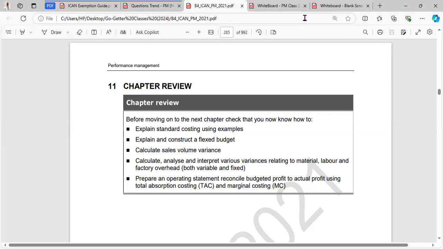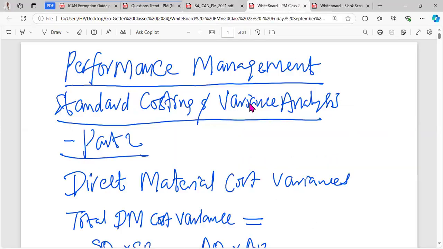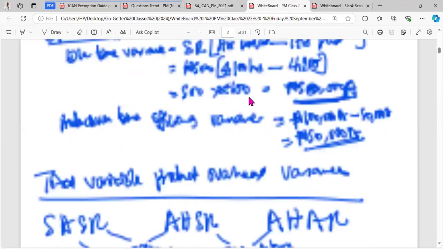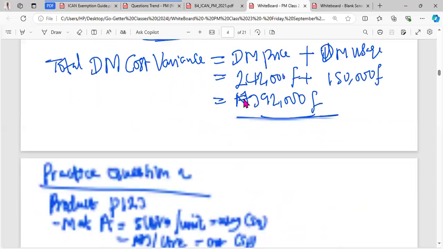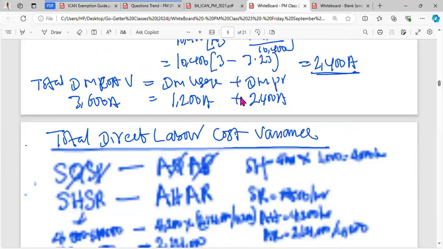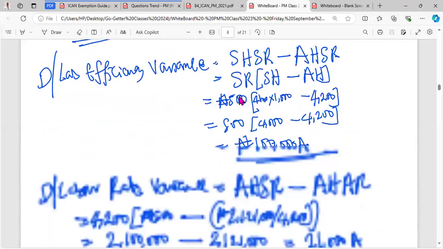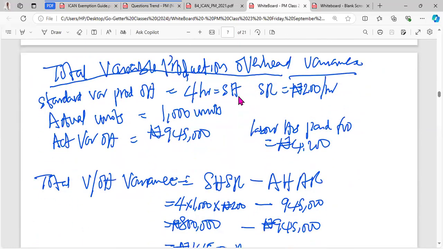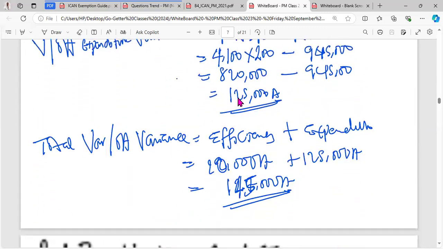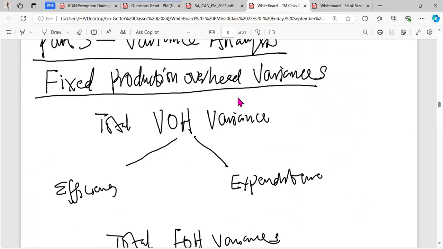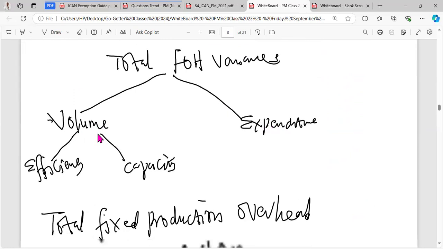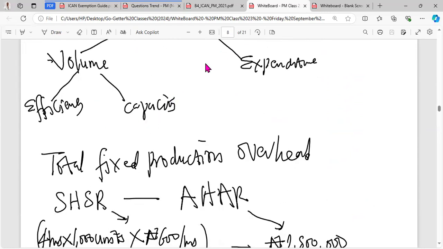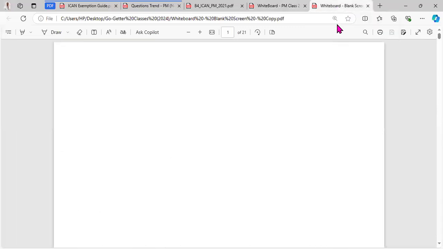All right. We can also look at the summary of the variances here, how we can derive them. So we'll be looking at them from time to time, how we can derive them. I will demonstrate. So in part three, we looked at fixed variances. So we said it is expenditure and volume. So we will now attempt to create all these variances once again.